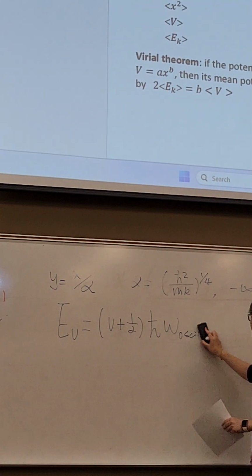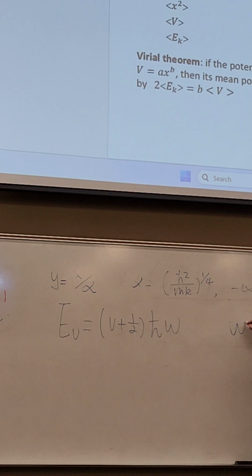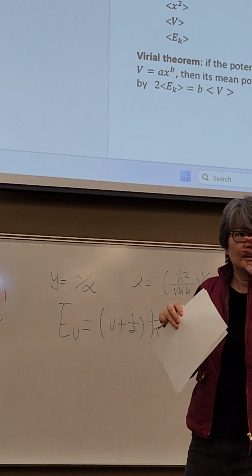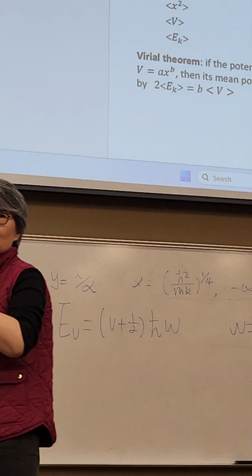So this is the angular frequency for that oscillator. Can we convert it to the normal frequency? Yes, divide by 2 pi. Then this is your normal frequency. They're linked together. But that is the frequency for the oscillator, for the oscillation.